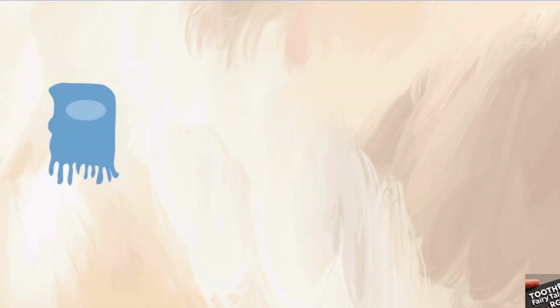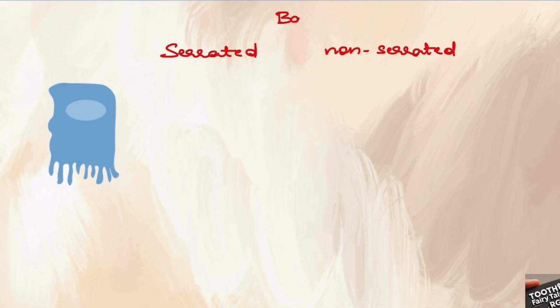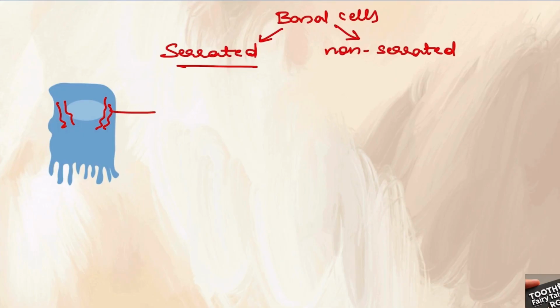Now, the basal cells of the stratum basale are classified into two types, serrated and non-serrated. The serrated cells are heavily packed with the tonofilaments, which are the bundles of keratin intermediate filaments. So these filaments are essential in providing the structural support to the cell, particularly in terms of attachment.